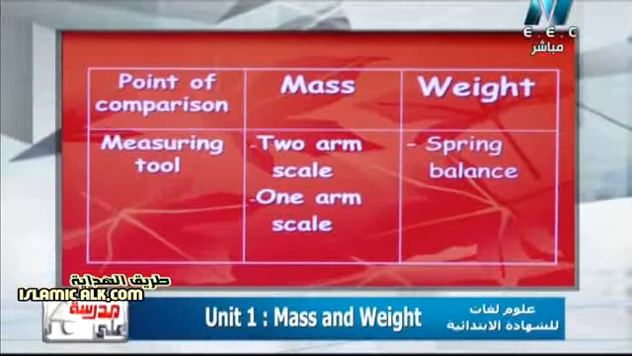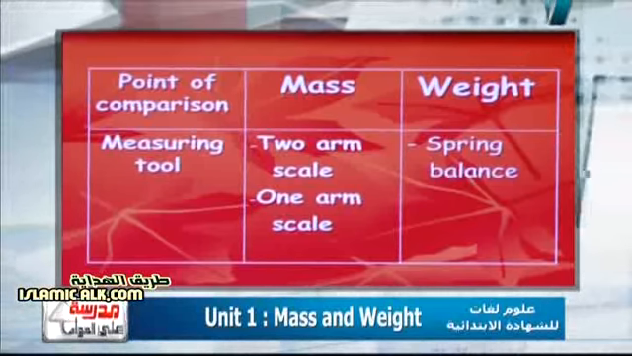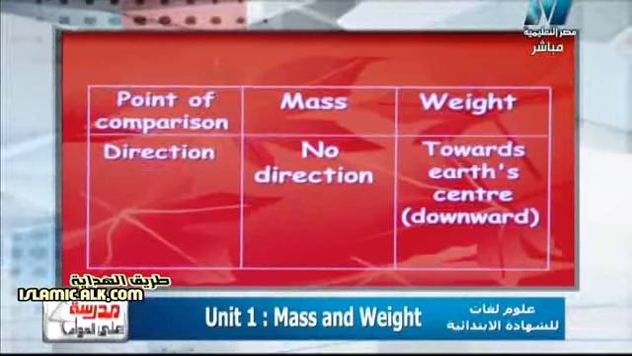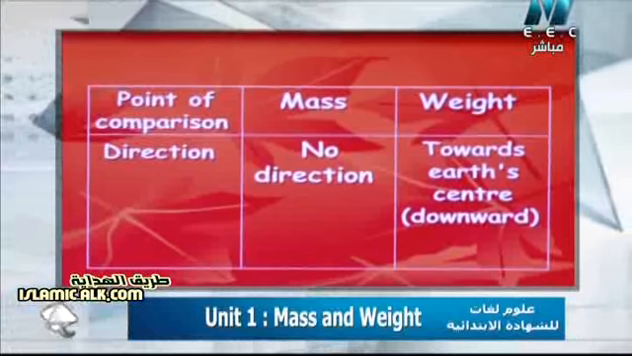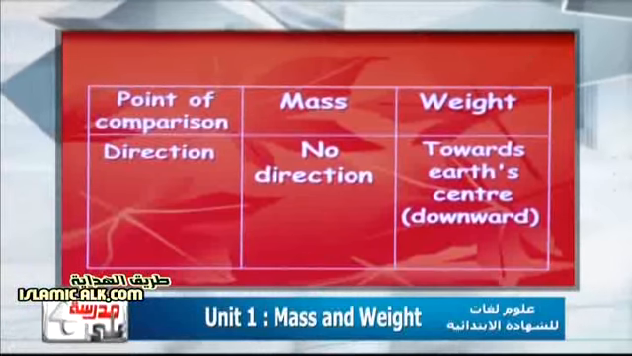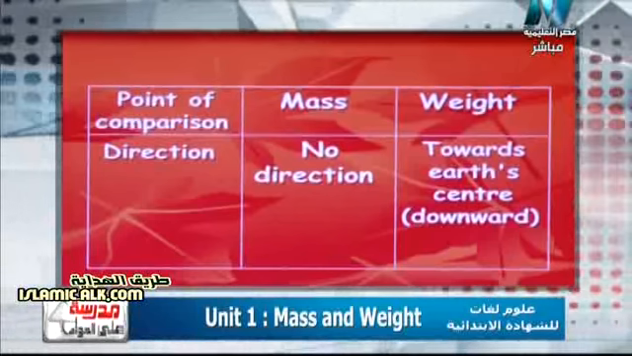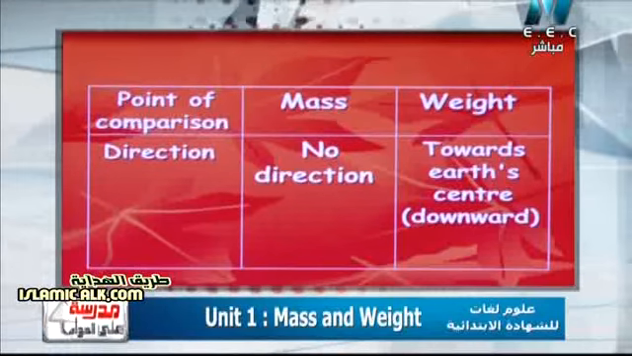ممكن نسميه spring scale أو spring balance. So another point: direction, اتجاه الويت والماس. الماس عارفين كويس قوي انها ما بتتغيرش، يبقى الماس has no direction. Mass has no direction but weight has a direction. And where is the direction? Towards the earth's center or downward.